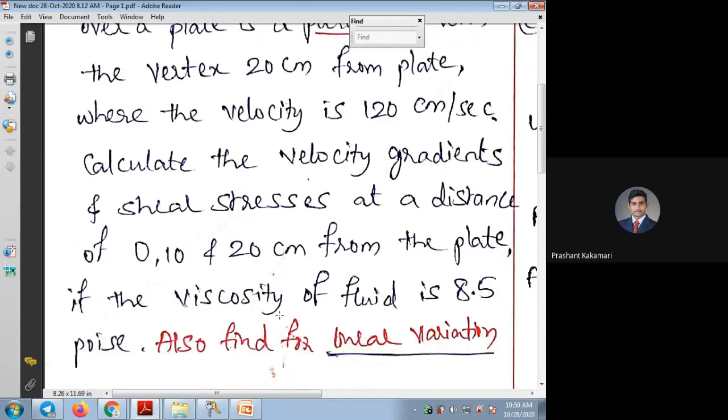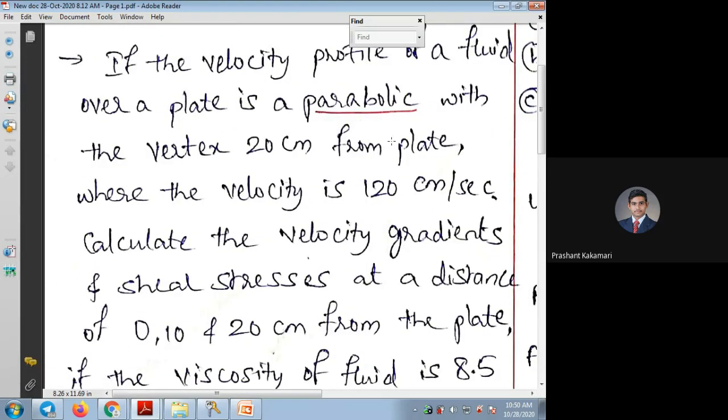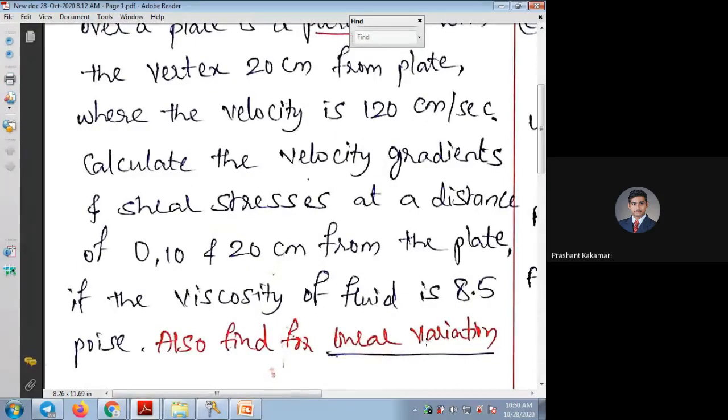The viscosity of the fluid is given as 8.5 poise. So unit you can just focus, 8.5 poise is given. Now can anyone reply to me how to convert this poise into our SI units, and what is that SI unit? In which SI unit we need to convert, and what will be the value? And later also we'll consider the linear variation. If the variation of the velocity is not parabolic, if it is linear, then how to solve? Now we'll just concentrate on the parabolic profile.